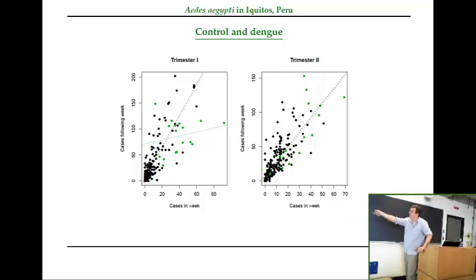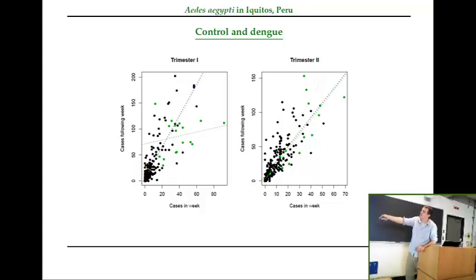In this left panel, we have the first half of the transmission season, so about September to January. The dots here represent the number of cases of dengue observed in 1 week, that's the x-axis, and then the y-axis is the number of cases observed of dengue in the 3 following weeks. So what you'd expect if transmission is holding constant is about a slope of 1/3. That's this red dashed line here.